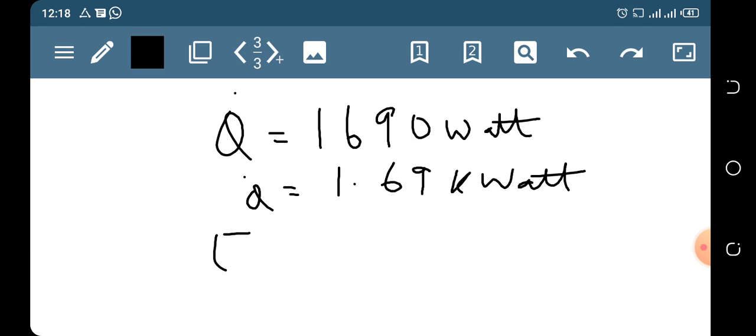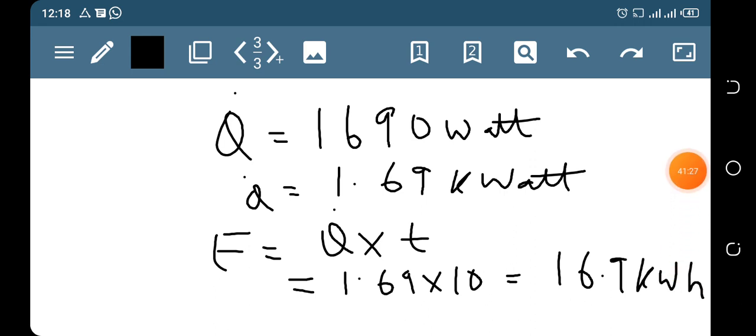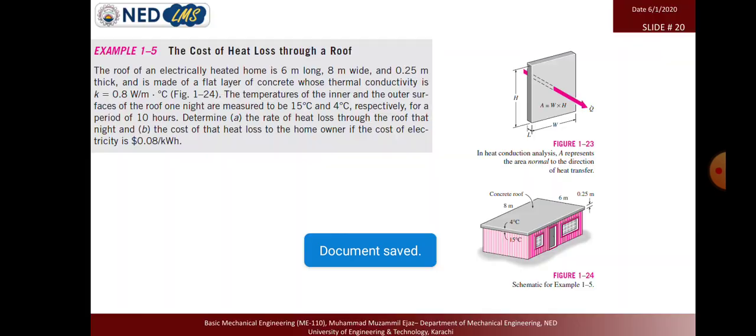Now we have to calculate the energy. The energy is simply the heat transfer rate multiplied by time, or power into time. The unit of power is watt. So 1.69 multiplied by 10 is 16.9 kilowatt hour. This is the energy consumption in 10 hours. And you know what, you can get the K Electric bill. The unit of electricity will also be in kilowatt hour, and we have 17-18 rupees, but in the USA, or where the numerical has been taken, the unit is $0.08 per kilowatt hour.